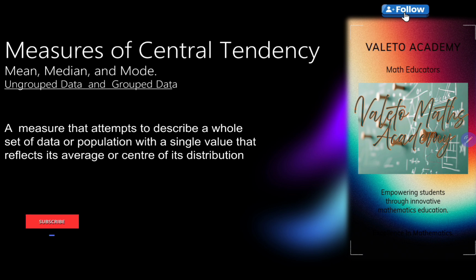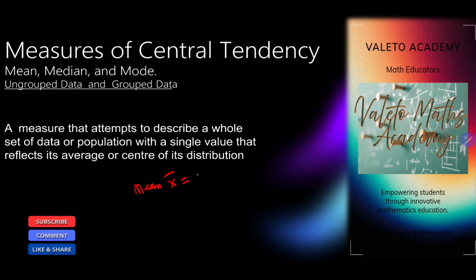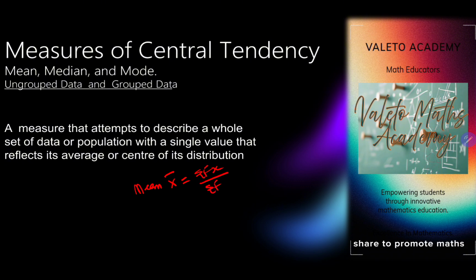Today we'll be looking at measures of central tendencies, and the formulas we'll be working with include the formula for the mean, which is given by x bar, and it's given by the summation of fx all over the summation of f. We're also going to look at the median of grouped and ungrouped data, and then the mode of grouped and ungrouped data.